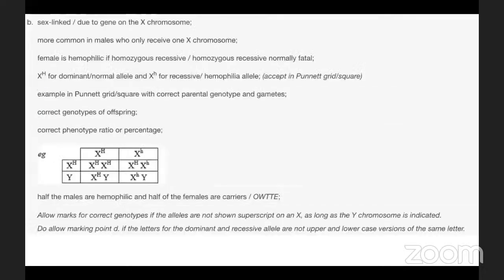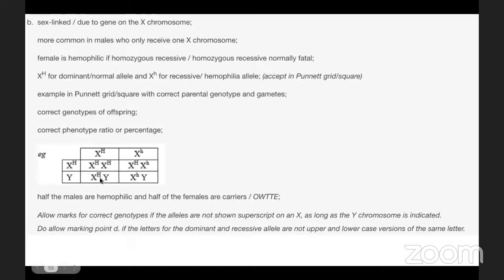So we know that hemophilia macam biasa is sex linked sebab gene on the X chromosome. It's more common in males. Ini tambahan point tadi. It's more common in males who only receive one X chromosome. So female is hemophilic kalau it's homozygous recessive. And usually it's fatal lah kalau homozygous recessive. So X^H for dominant normal allele, X^h for hemophilia allele. So this can be shown just in the Punnett grid.